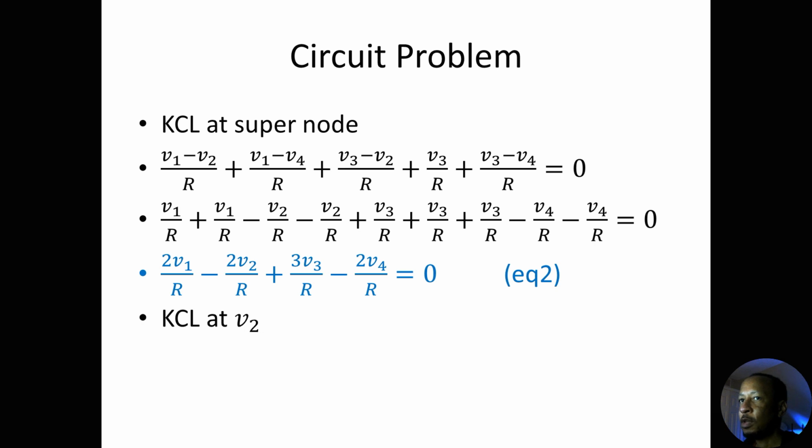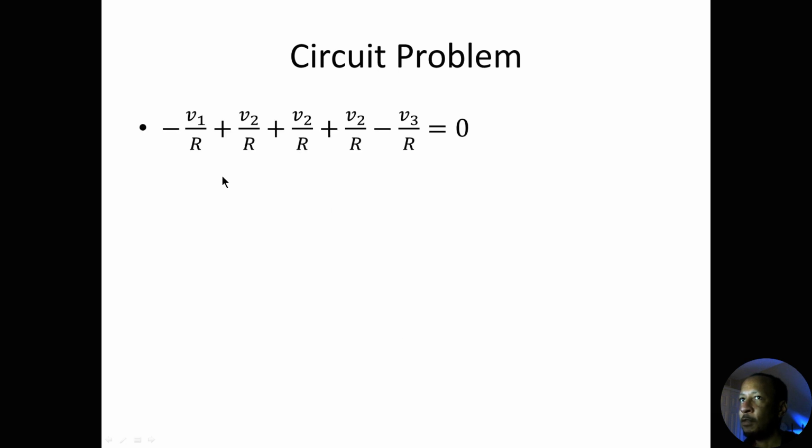So next, moving on to KCL at V2. We have V2 minus V1 over R plus V2 over R plus V2 minus V3 over R equals 0. And then next we have negative V1 over R plus V2 over R plus V2 over R plus V2 over R minus V3 over R equals 0. And then finally, when we simplify that a little bit more, we have negative V1 over R plus 3V2 over R minus V3 over R equals 0. That's our equation number 3.